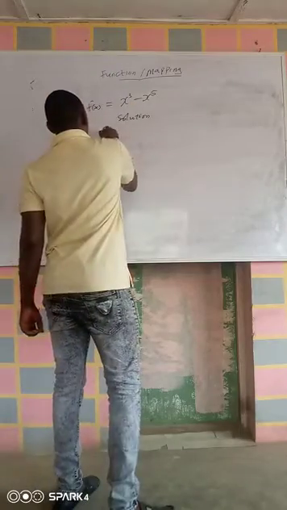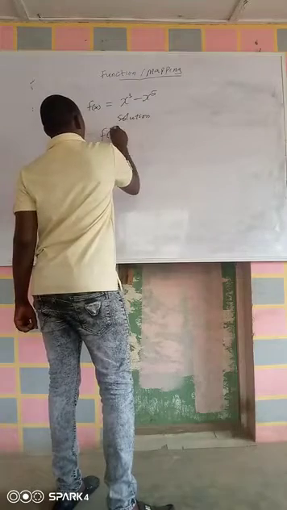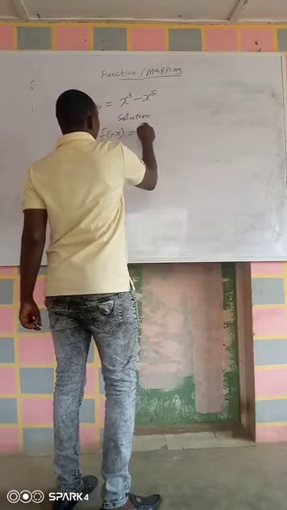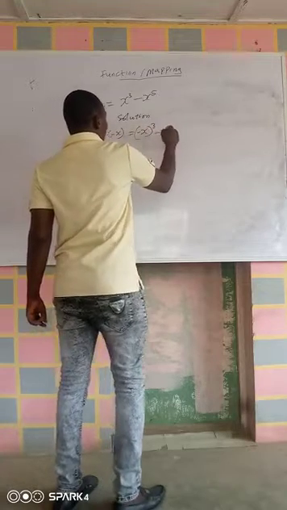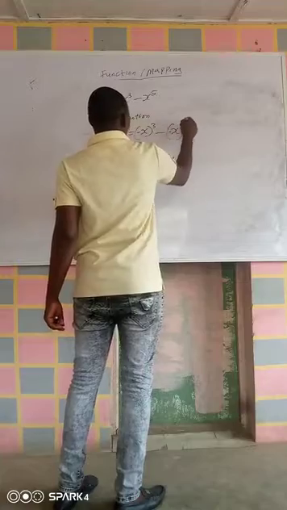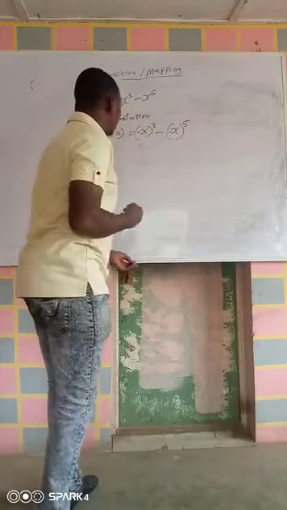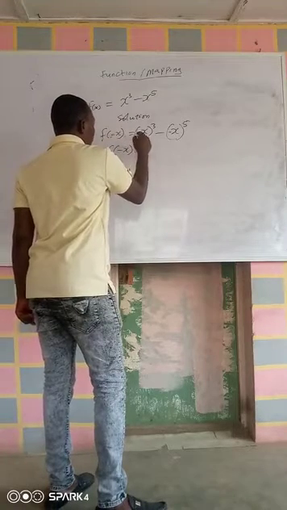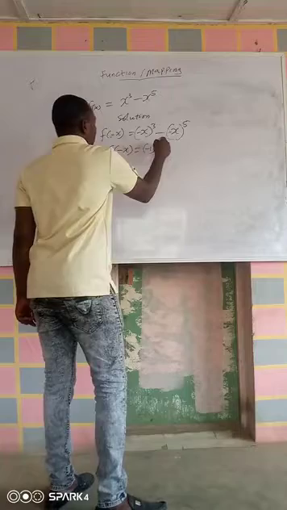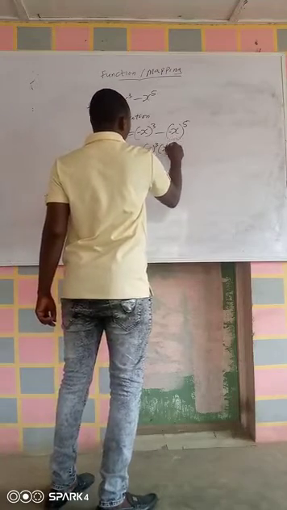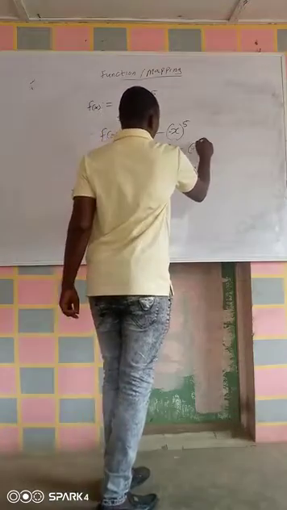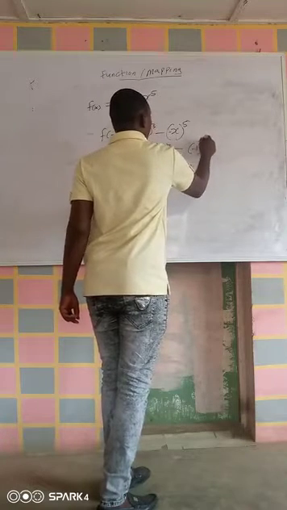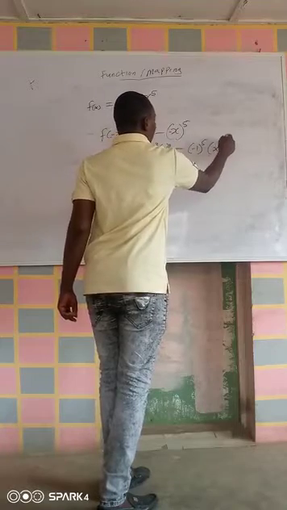So we are going to substitute minus x for x, which gives us minus x raised to 3 minus minus x raised to 5. So we're going to kick out minus 1. When we kick it out, we have a minus 1 raised to 3 into x cubed, minus minus 1 raised to 5 into x raised to 5.